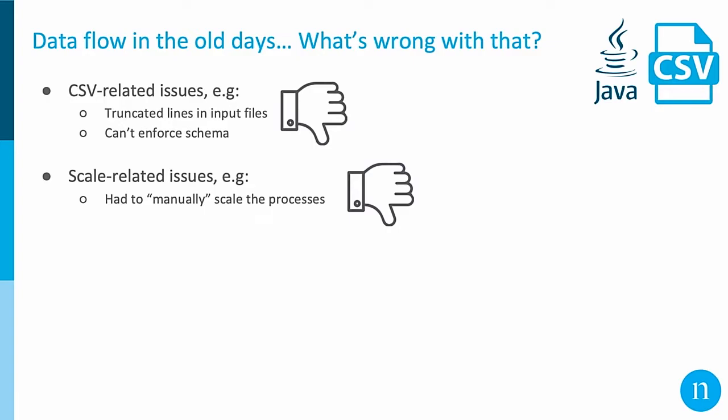The second type of problems were related to scale issues. So we had to manually scale all those standalone Java applications in order to handle all the types of loads that we had.